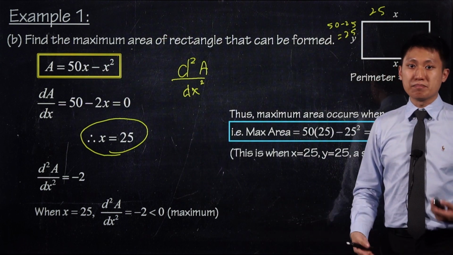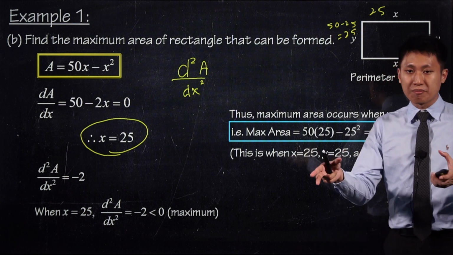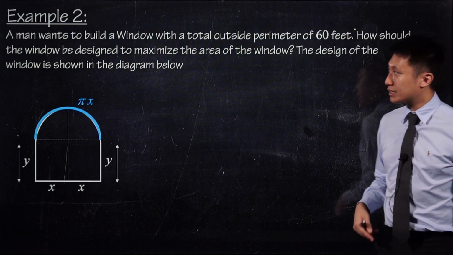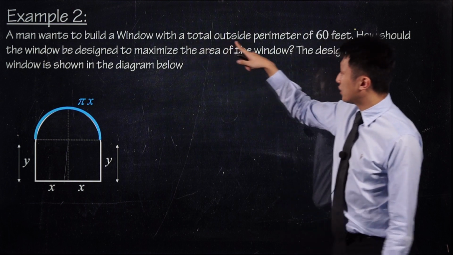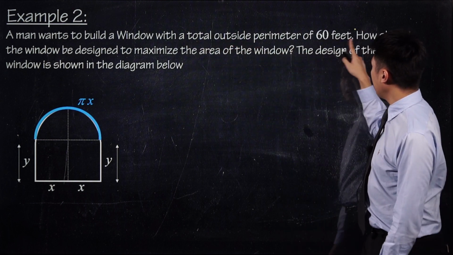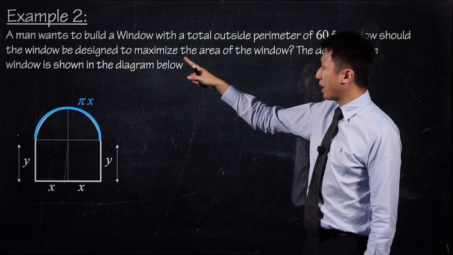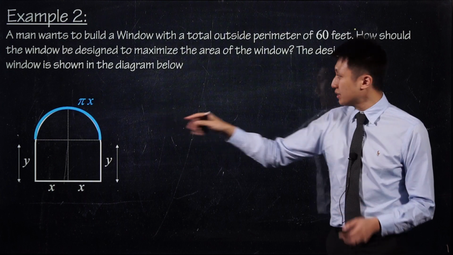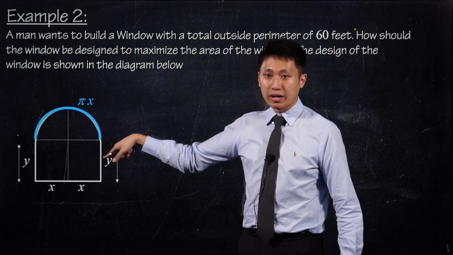Okay, then that's the maximum area that you can get out of that kind of material provided. Okay, nice. Next. A man wants to build a window with total outside perimeter of 60 feet. How should the window be designed to maximize the area of the window? Okay, so the window is of that shape. The design of the window is shown below, this one.